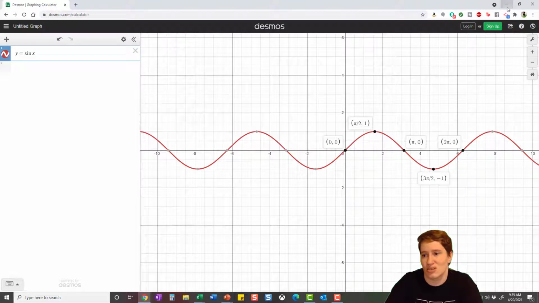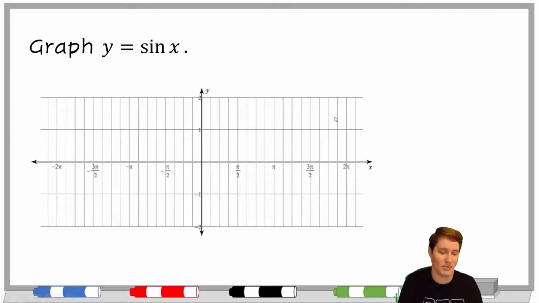So for us to graph this here, I'm going to start at 0, 0.